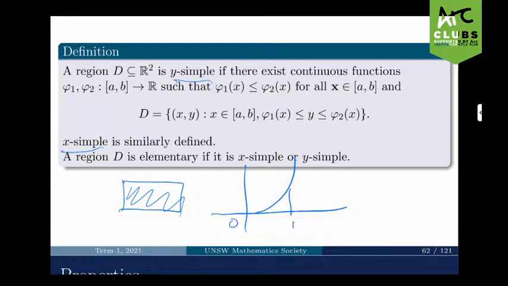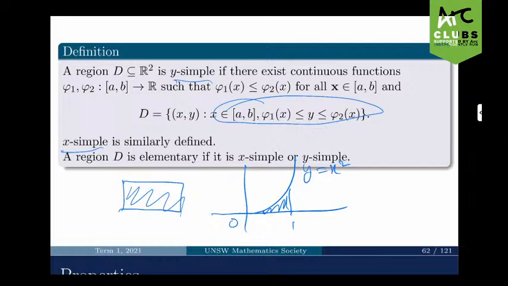Let's say this is y equals x squared. Let's say the question says that we want to integrate over this area that is bounded by the graph y equals x squared, the x-axis and the line x equals 1, basically this area. I would first need to be able to express this region in this sort of form. I can make it x simple or I can make it y simple. Let's use an example to see how we can do either one.